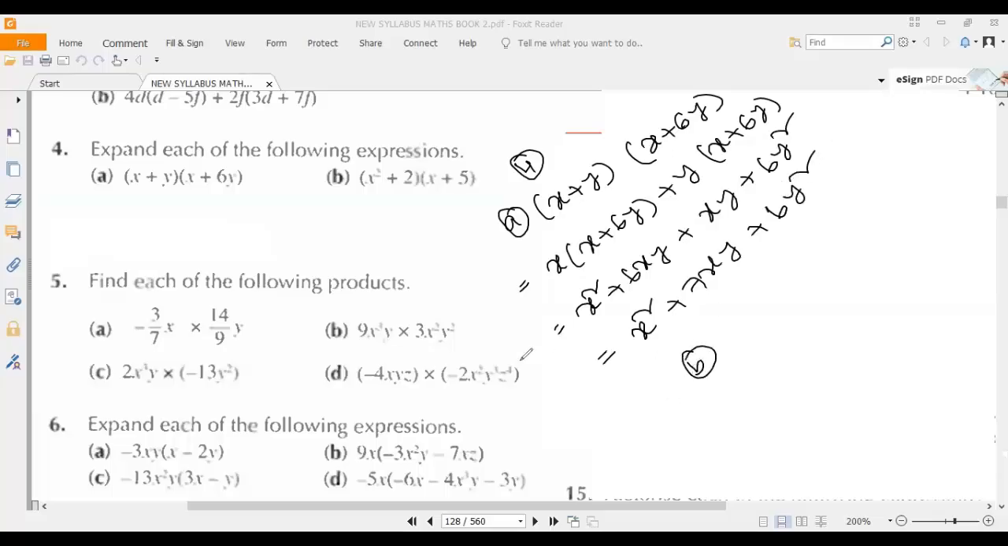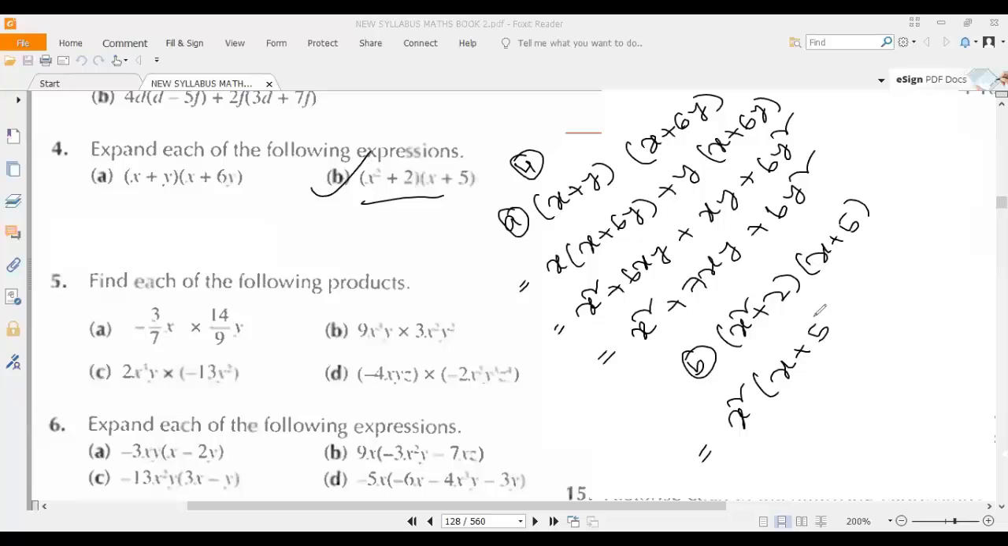Now number B. Number B says x square plus 2 into x plus 5. So we'll multiply x square by x plus 5 at first, then plus 2 into x plus 5. So x square into x will be x cube plus 5 into x square, 5x square plus 2x plus 10.